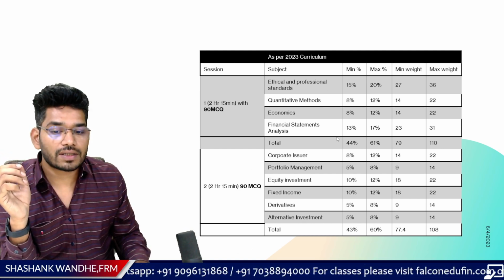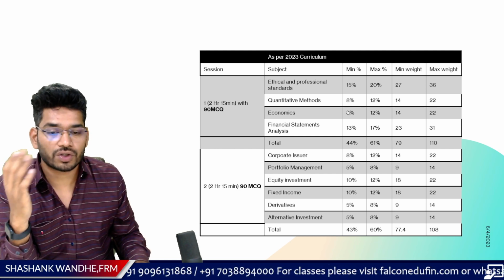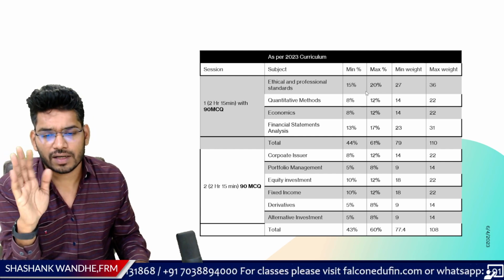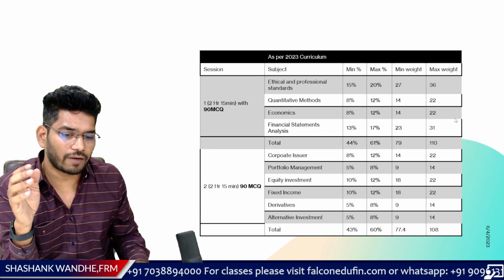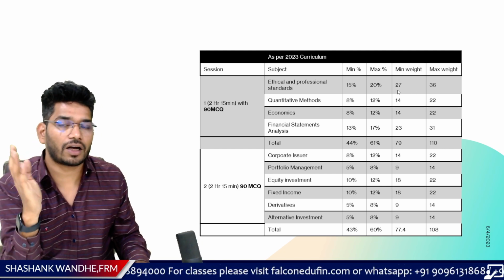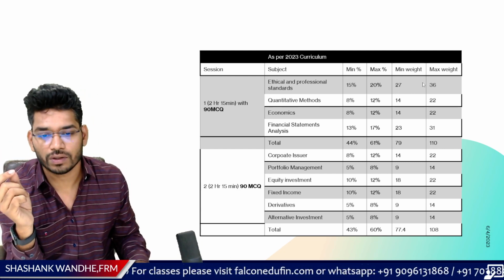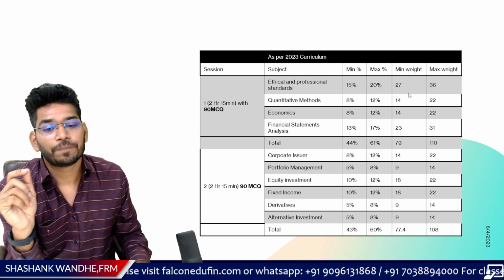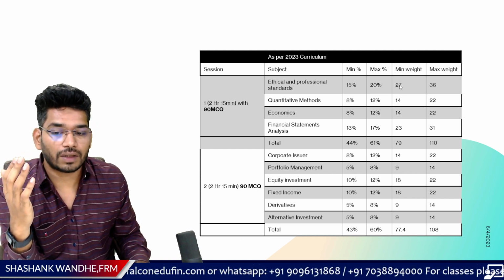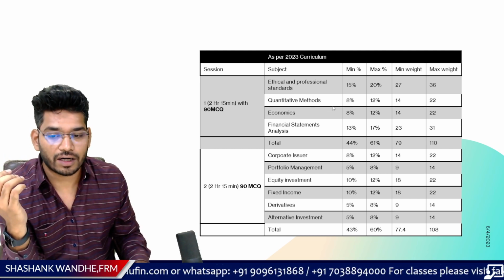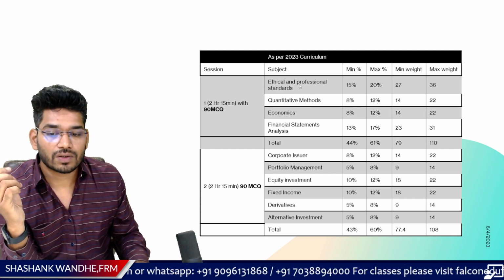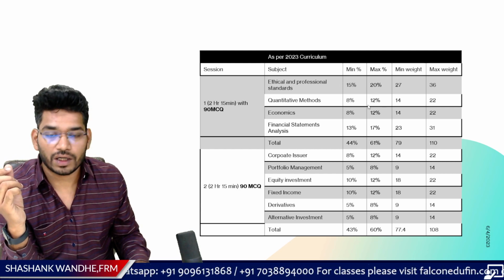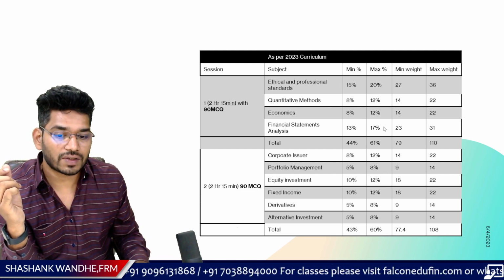Now when you see this weight distribution of the minimum and the maximum, I'll first consider the percentage part only. Then for your reference, you can consider this converted into the marks format also. So here we have for ethics, 27 questions out of 180 can be or will be from this subject, ethics and professional standards. Now here, ethics is for 15 to 20%. Then financial statement analysis is for 13 to 17%.